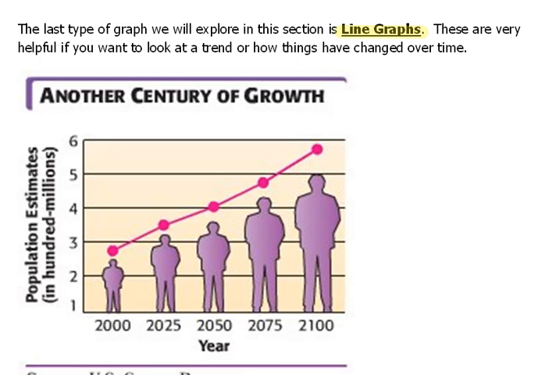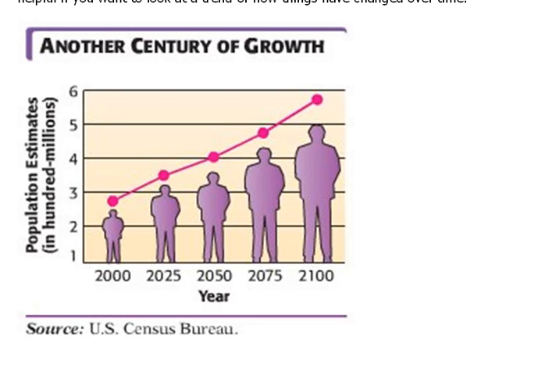Okay, let's look at this particular example here. The title of this one is Another Century of Growth. And our horizontal title here, it says this represents the year. So it looks like we have 2000, 2025, all the way up to 2100. So these are obviously in the future years. Here on our vertical, it says this is the population estimates in 100 millions.